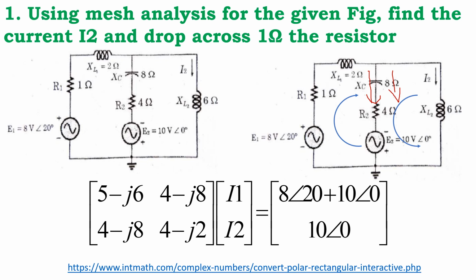For the voltage, if you see the first loop, we have 2 batteries connected in series, 8 angle 20 and 10 angle 0. So we can put 8 angle 20 plus 10 angle 0. Next, we have only one battery in the second loop, so we have 10 angle 0. Why is it positive? Because the current is leaving from the battery. So that's why you put positive. But if the current is going into the battery, it is negative. Here the current is leaving the battery, so 10 angle 0 is a positive value.